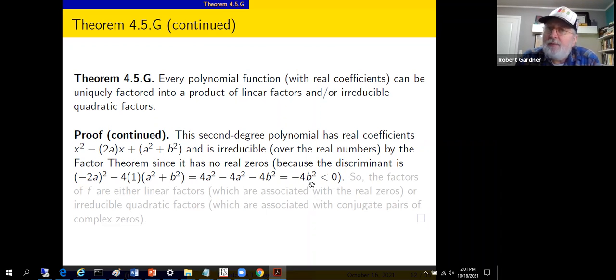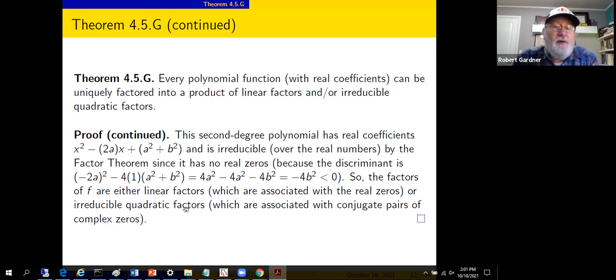Remember, b was non-zero. We were dealing with a non-real root when we looked at the a plus bi stuff. So the discriminant is negative. That means there are no real roots of this. There are complex roots. In fact, that's where this came from, but there are no real roots. In other words, this is irreducible over the real numbers. Irreducibility depends on where you are. If you won't let me use complex numbers, this is irreducible. If you will let me use complex numbers, I can factor it into a product of two linear terms, and they will involve complex conjugates by the conjugate pairs theorem.